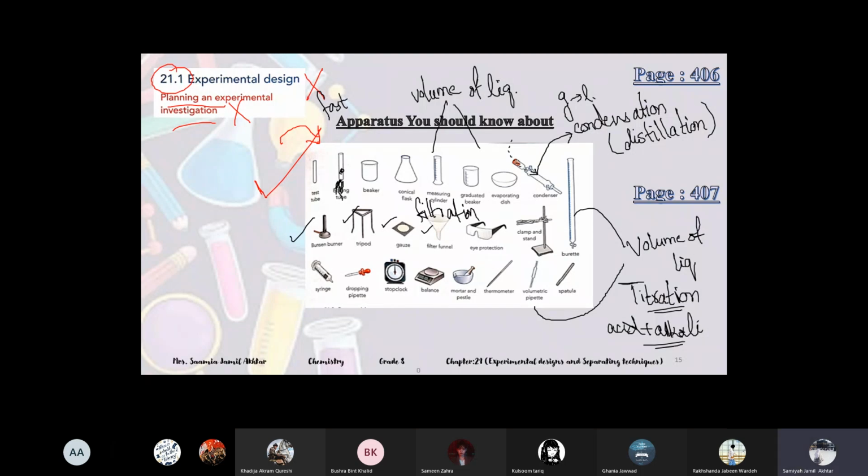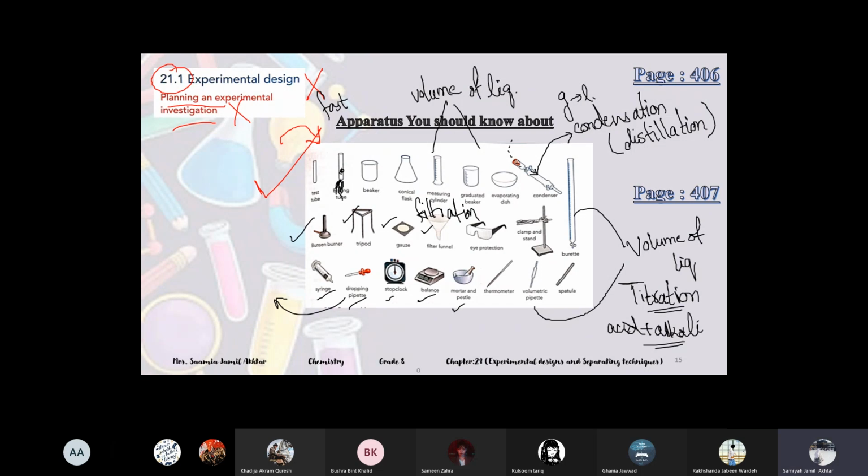This is a stand, syringe, dropper. This dropping pipette is used to add a small amount of any liquid drop-wise. For example, if you want to add universal indicator into some liquid to measure whether it is an acid, a base or a neutral solution, you can use a dropper for it in a small quantity, drop-wise.